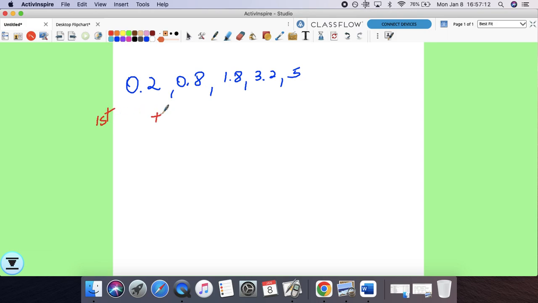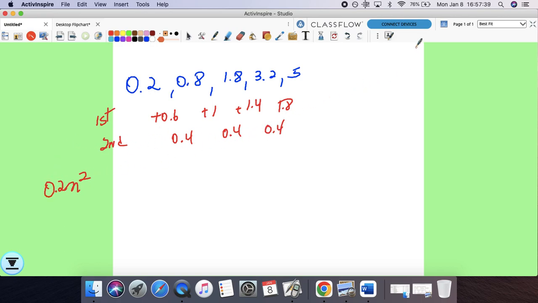Plus 0.6, plus 1, plus 1.4, plus 1.8. The second difference is going to be 0.4, 0.4 and 0.4. So again, n squared, if we have that, 0.4 and half is 0.2.